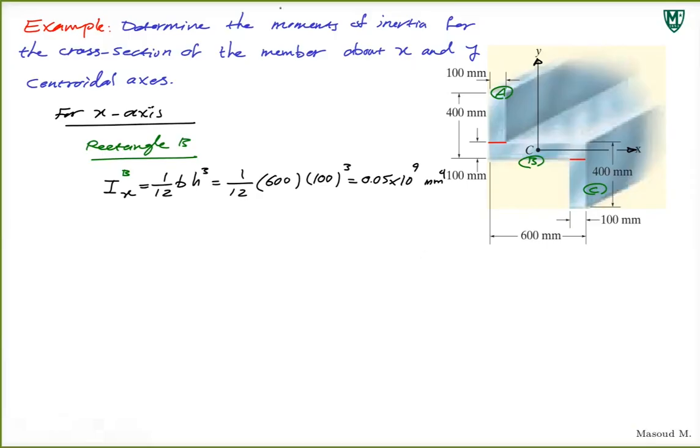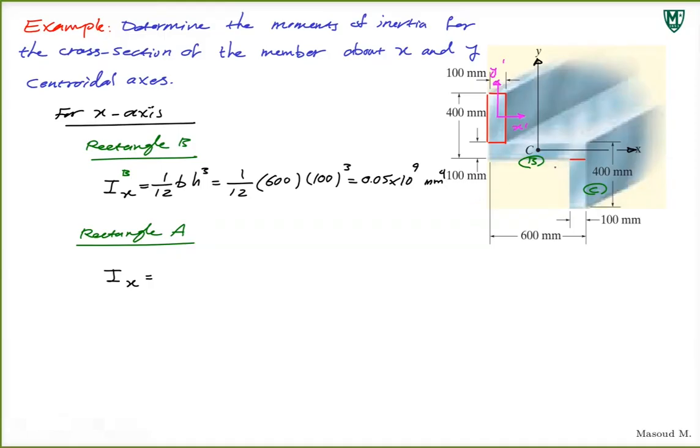And let's look at rectangle A. I want Ix for rectangle A. Now let's focus on A. Here is A. And here are the axes passing through its centroid. You can call this X prime, Y prime.